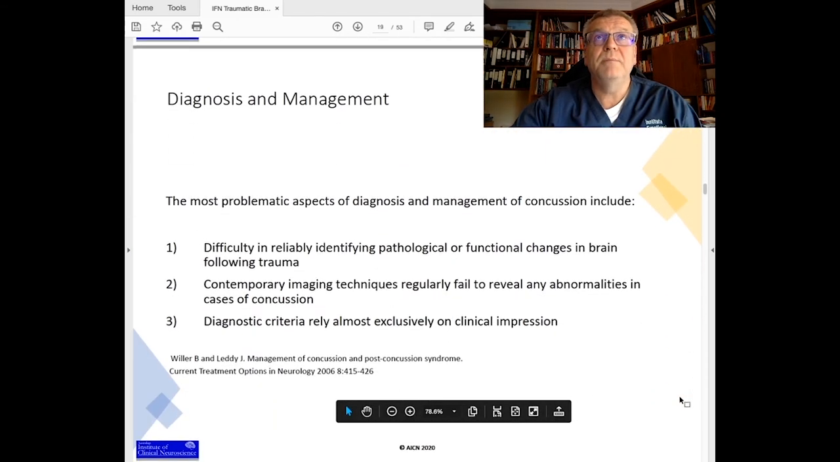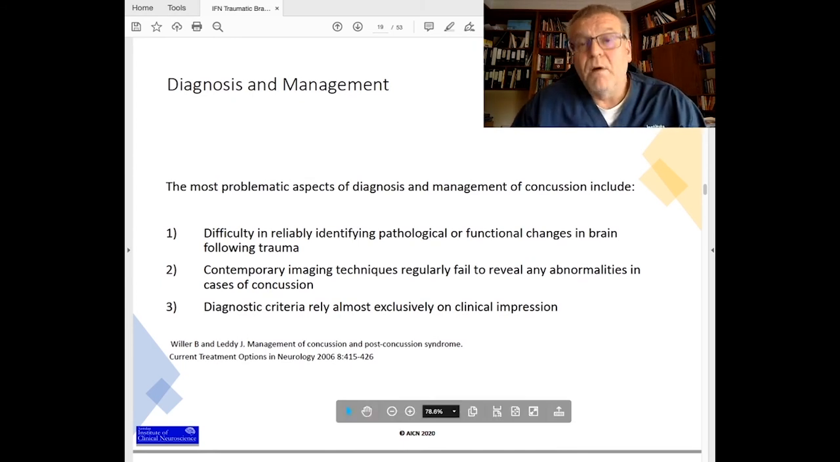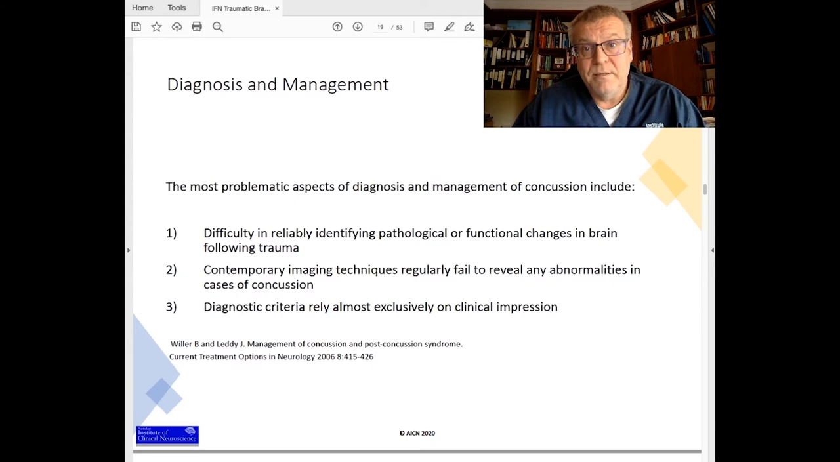Now, the diagnosis and management of concussion is also very controversial, I suppose is the word, because there are no tests. There's no blood tests, there's no radiology, there's no imaging studies that we could do to say, yes, this person has had a concussion. So the concussion is based on clinical assessment. That means the impression of the clinician is what determines whether there's a concussion or not, especially in cases where the person involved does not remember whether they have lost consciousness or not.